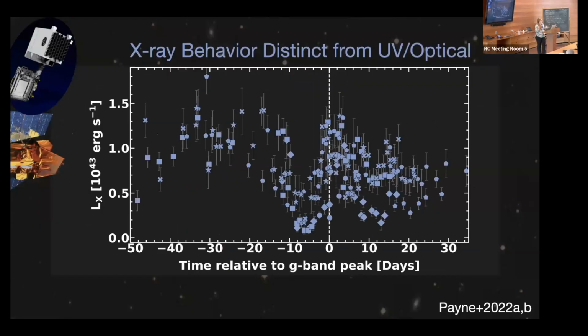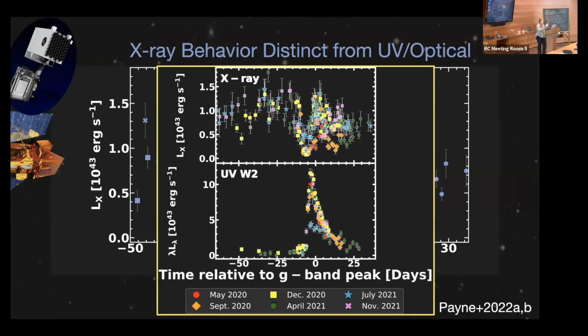So far, I've been talking about the UV optical because we see a coherent picture, but now I would like to move on to the X-rays. And we see something completely different in the X-rays than what we see in the UV and the optical. As opposed to the singular brightening event, we see the X-rays dim. And this X-ray dimming happens at the same time. It starts pretty much at the UV rise and then goes through to the UV peak.